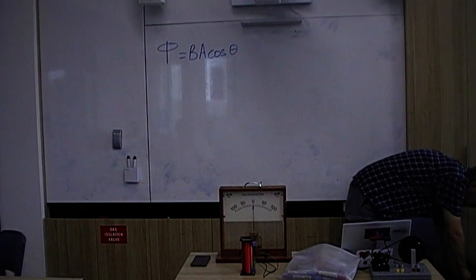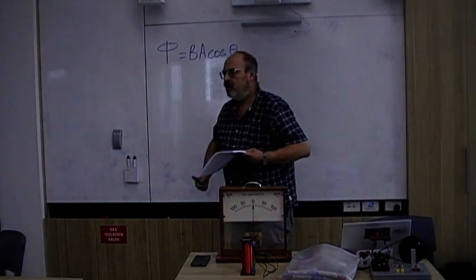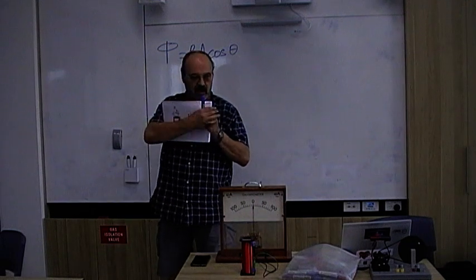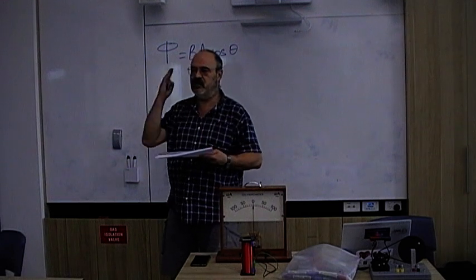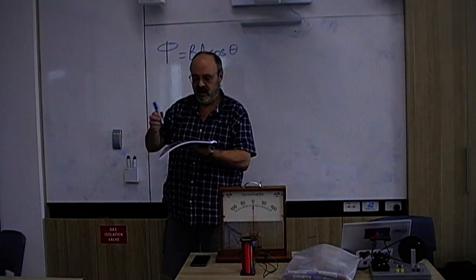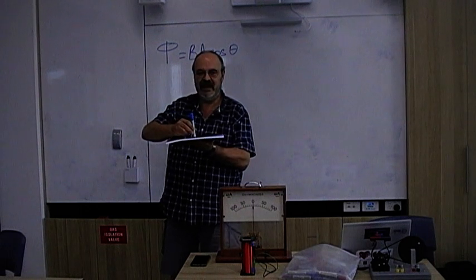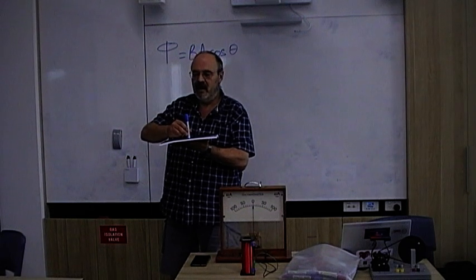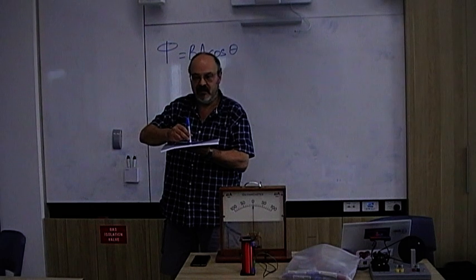So if we have the coil positioned like this, B is the magnetic field, and A is the area. Let's say this is a coil, and the magnetic field is in this direction. This is the normal to the coil. What is the angle between the magnetic field and the normal? It's 90. So cos 90 is 0, so it's zero magnetic flux.